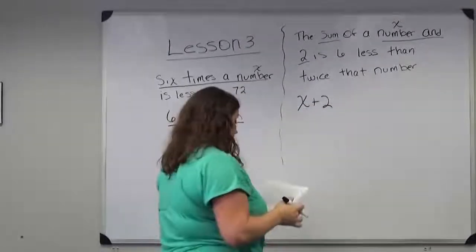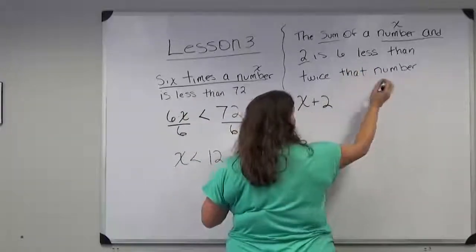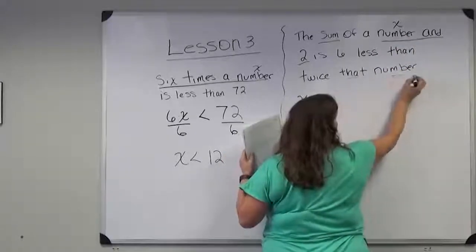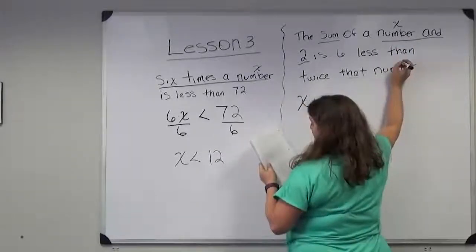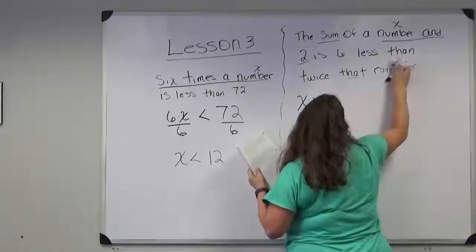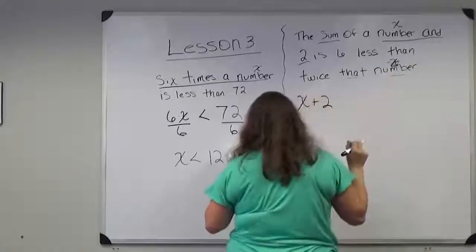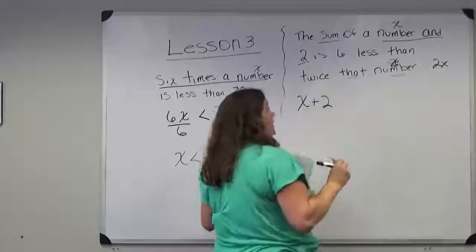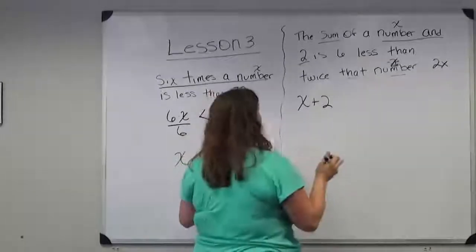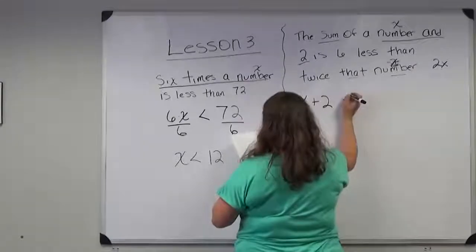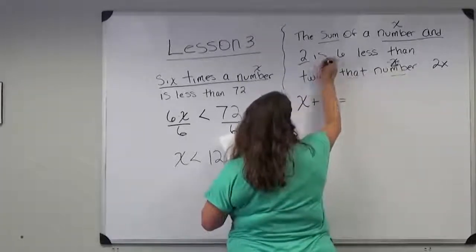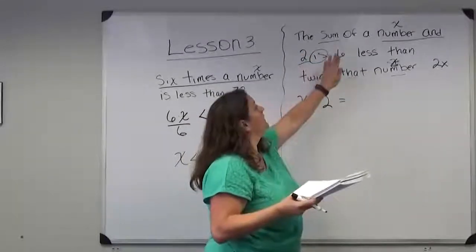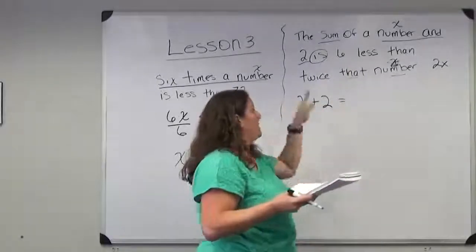Then we're going to look at the next piece, which is 6 less than twice that number. So it's referring to the same number as originally stated, because it says that number. Okay, so this is also x still. Twice that number is 2x, right? But now we want 6 less than twice that number. So we're going to put in equals because it says is. So is the same as saying equals. So the sum of a number and 2 is equal to 6 less than twice that number.